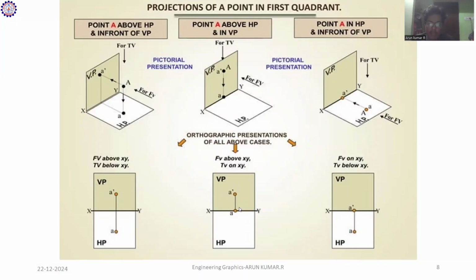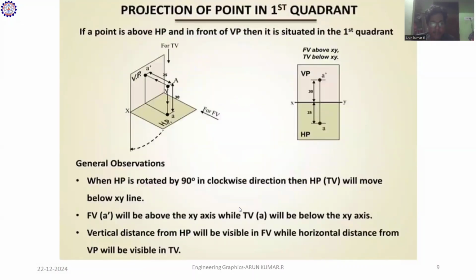What is the second case? The point A is above HP and in VP. A dash is located above HP, that is above XY, and A is located on XY since it is in VP. So the point is lying on the XY line. In the similar case, A dash is lying on XY and A is lying on the HP plane. This is easy to understand from the pictorial diagram for these cases. Let's see the next slide.